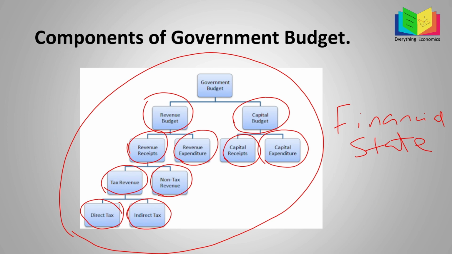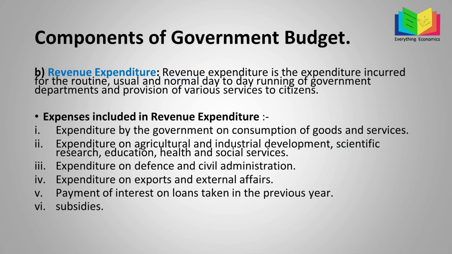Direct tax, indirect tax, that's also completed. Now on the revenue budget side, we have revenue expenditure that is left. So let's discuss that. Revenue expenditure is the expenditure incurred for the routine, usual and normal day-to-day running of government departments and provision of various services to citizens.